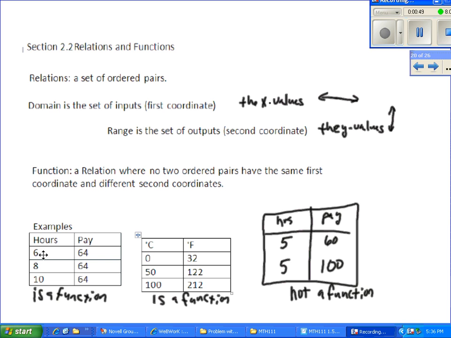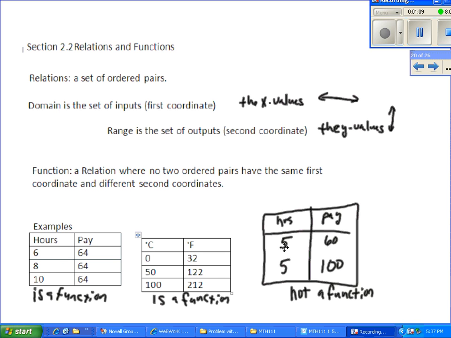So for our examples down here, if you work 6 hours, you get paid $64. You work 8 hours, you get paid $64. If you work 10 hours, you get paid $64. That is still a function because each input has only one output, even though the same output has different inputs.